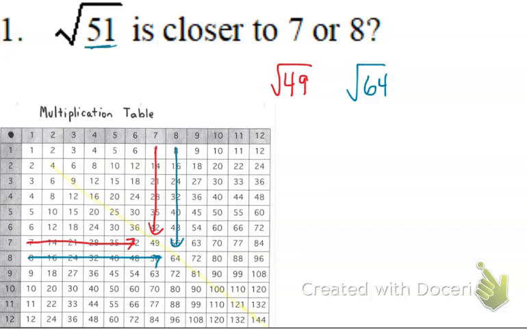So when we look at 51, is that closer to 49 or 64? It's closer to 49. So the square root of 51 is closer to the square root of 49, which is 7.